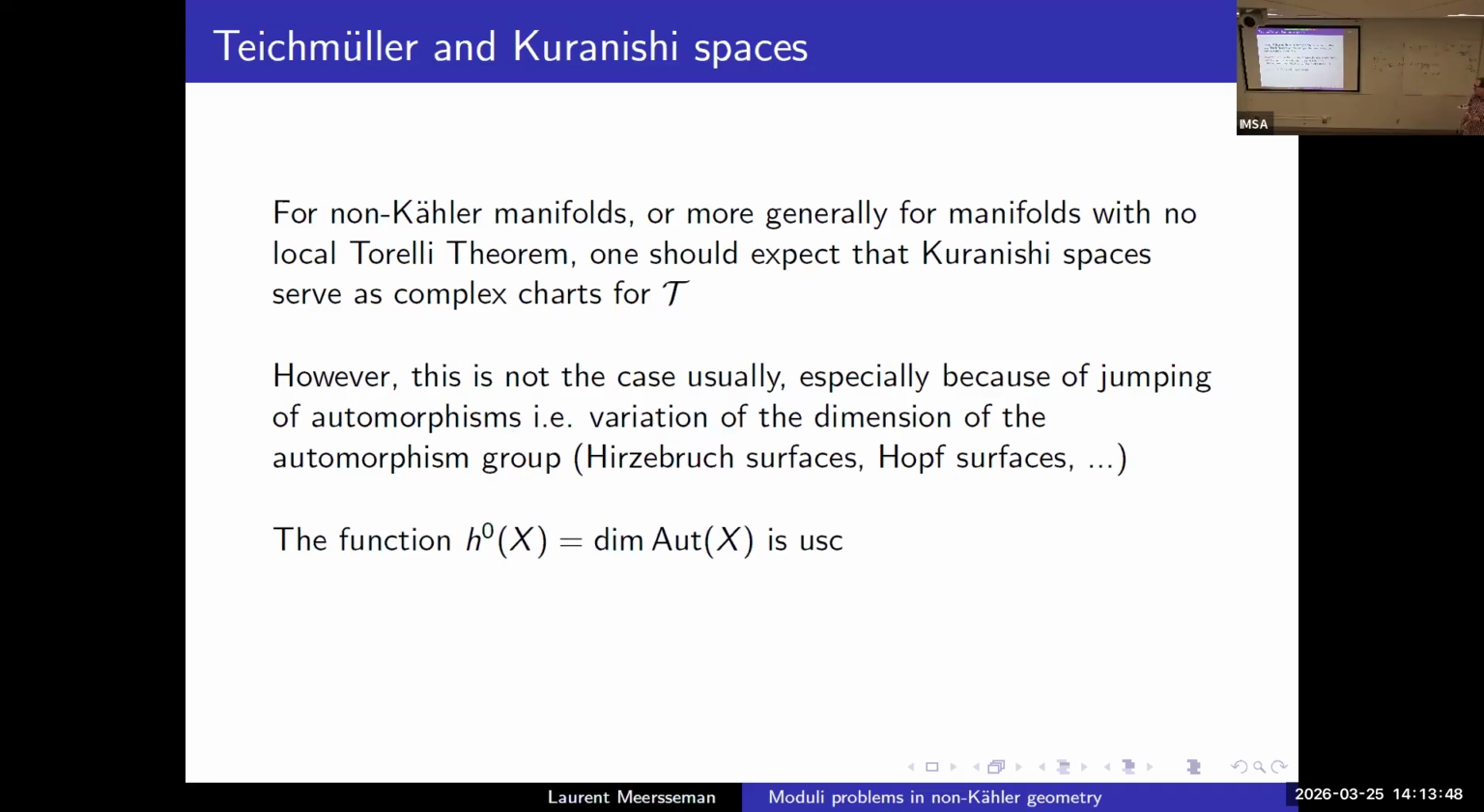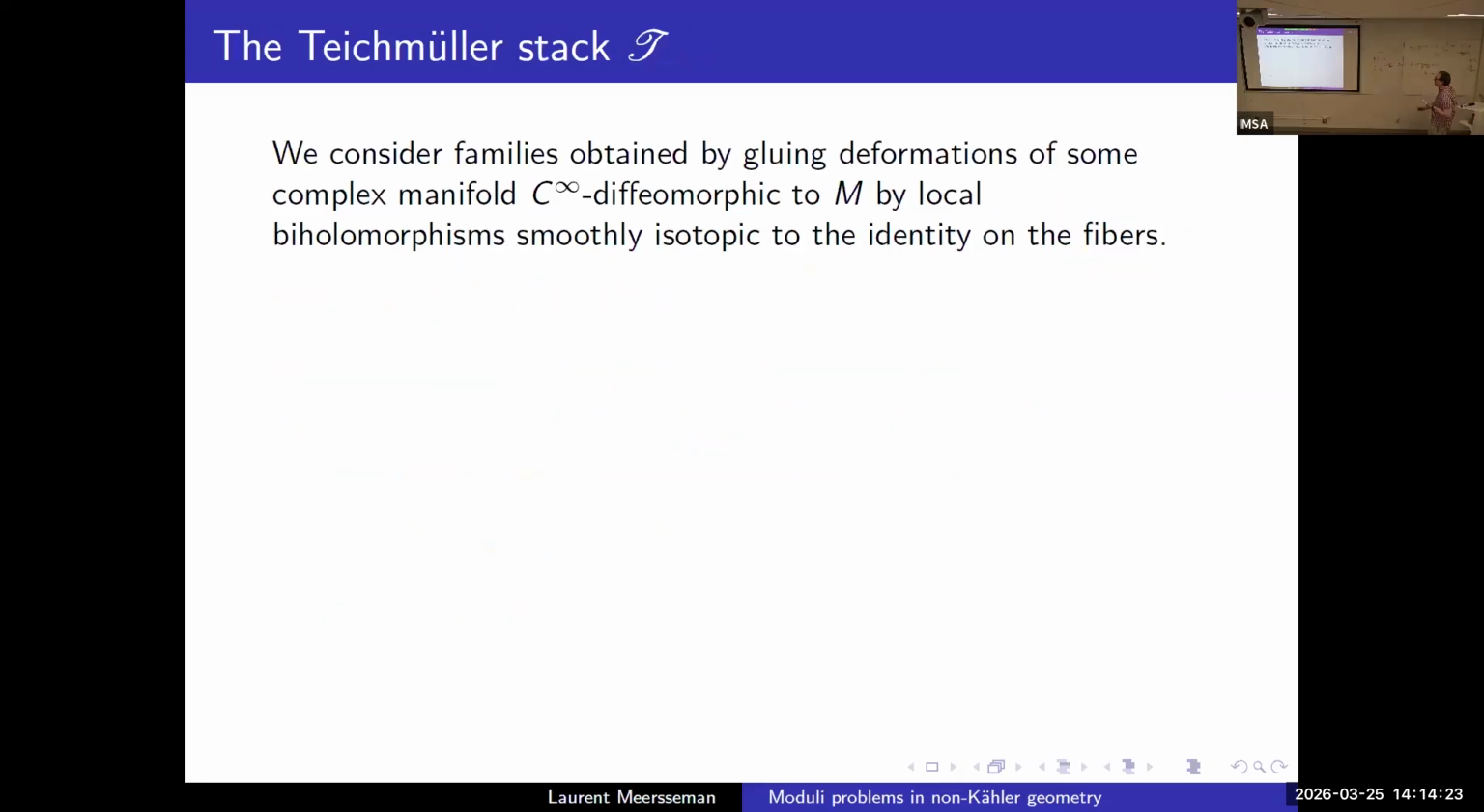Okay, so let me rephrase this in this way because I will use that. You may define on your topological Teichmüller space the function h0, which is just the dimension of the automorphism group of X at the point X. It's another semi-continuous function. So if you want to deal with this degree of generality, you have to use stacks. They are useful to deal with such situations. So let's do that.